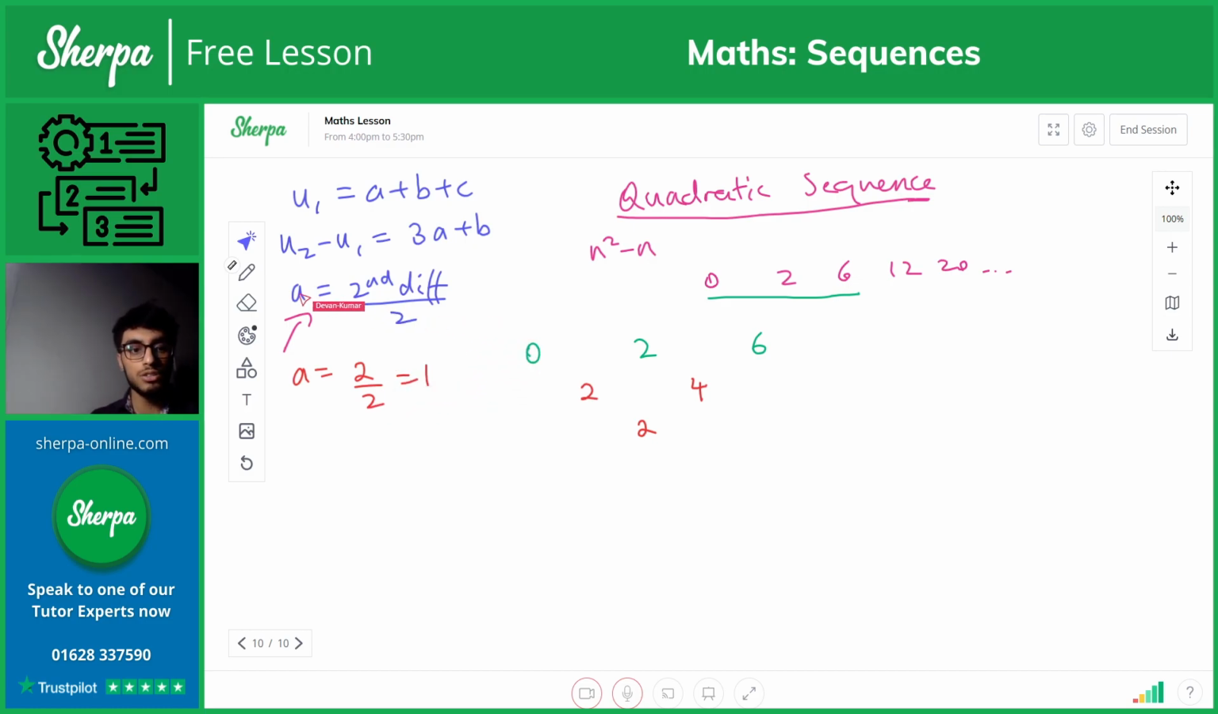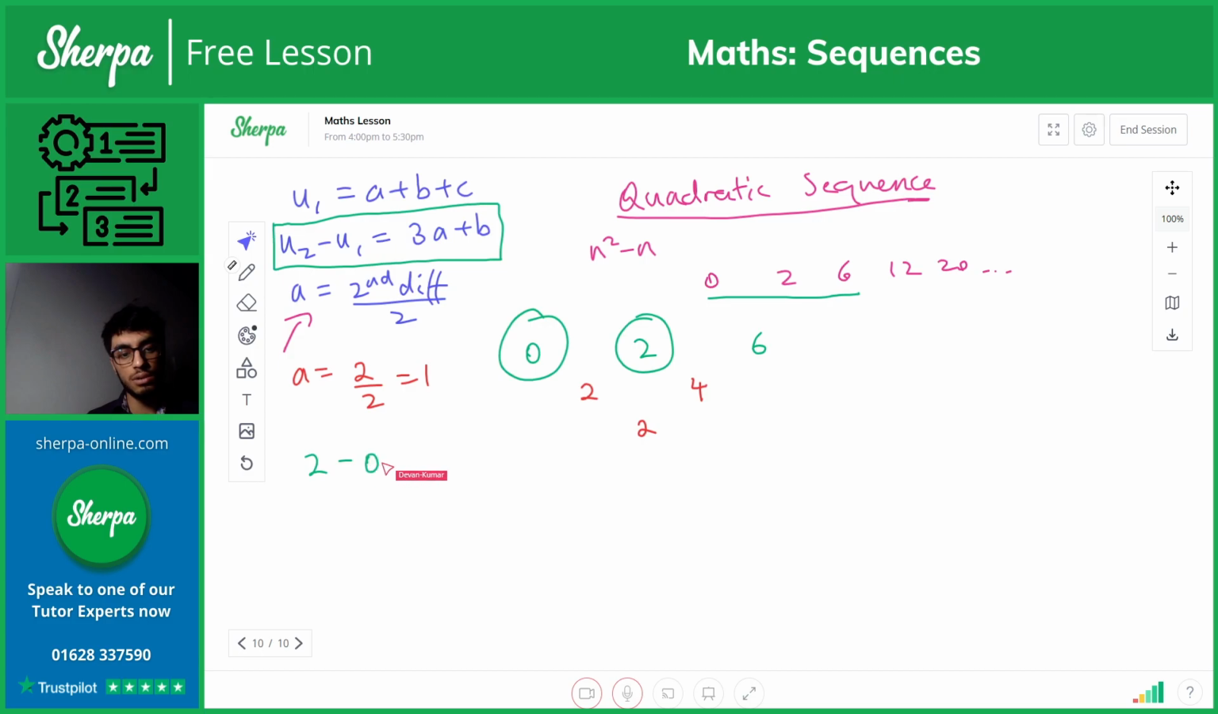Now we're going to figure out what the second rule is telling us. The second rule that I've devised is the second term minus the first term is equal to 3a plus b. So what does that mean? This is the second term, this is the first term. So 2 minus 0 equals 3 times a, and we just figured out a is 1, so 3 times 1 plus b. So 2 equals 3 plus b. If we take away 3 from both sides, minus 1 equals b. So now I know b equals minus 1. We can write that down.